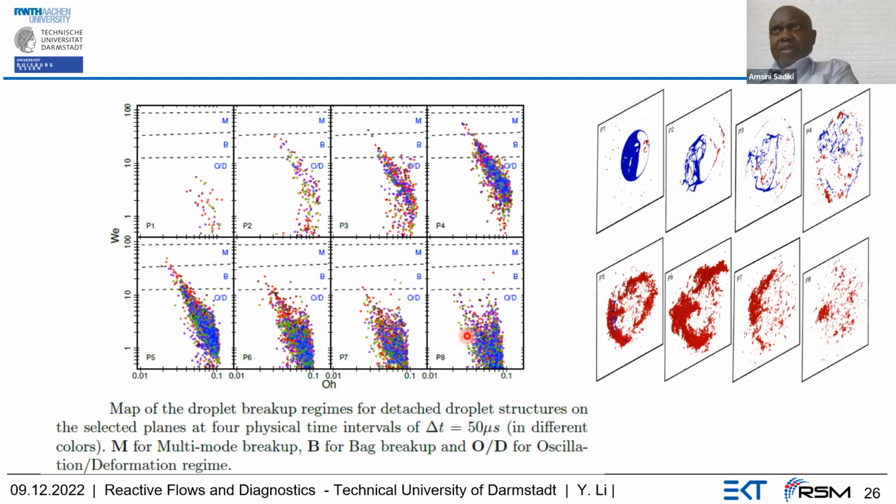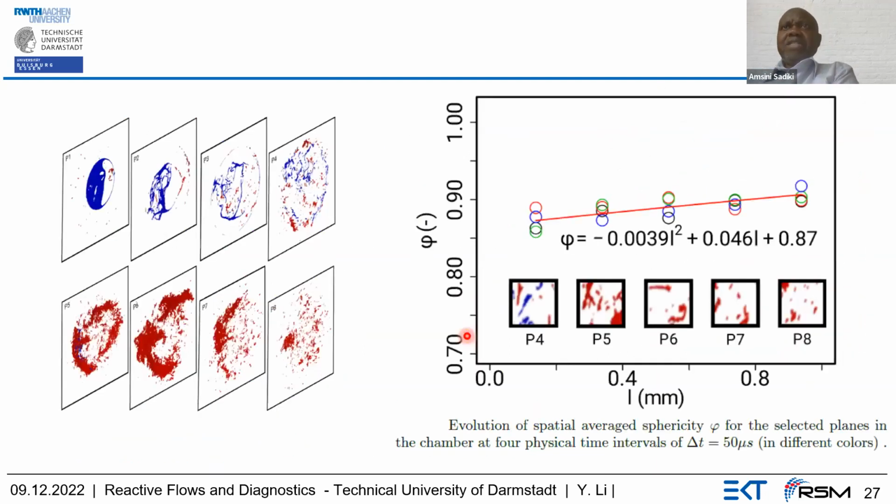But this was not enough for us. We also try to capture the so-called sphericity. So we have different ligaments, as we know, from bag, from multi-mode, and from oscillation. We have different filaments, but the idea to say if the primary breakup is really completed is given by the so-called sphericity parameter. If the sphericity parameter is 1, then we can say that the droplets are totally spherical, and below 1, it is not yet spherical. So we can say it is the domain of primary breakup, where we have ligaments.